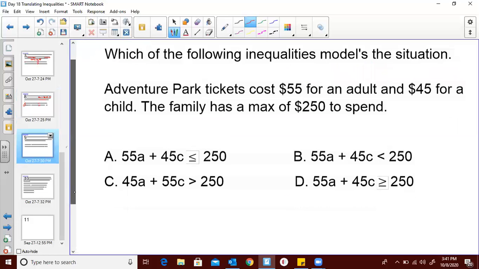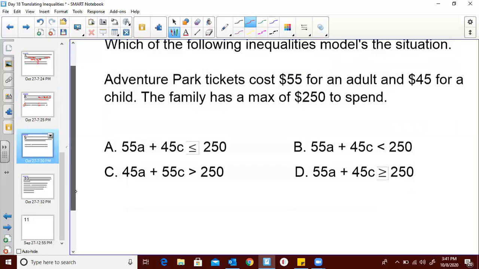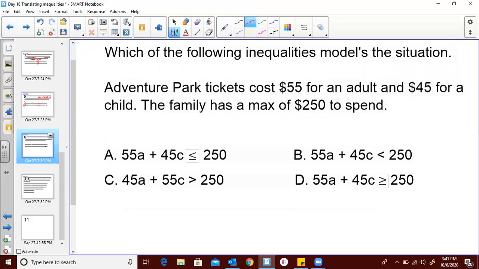All right, adventure park tickets cost $55 for an adult and $45 for a child. The family has a max of $250 to spend. So they have $55 for an adult, $45 for a child, and we know they're going together because these kids are not going to Adventure Park by themselves. The family has a max of $250.